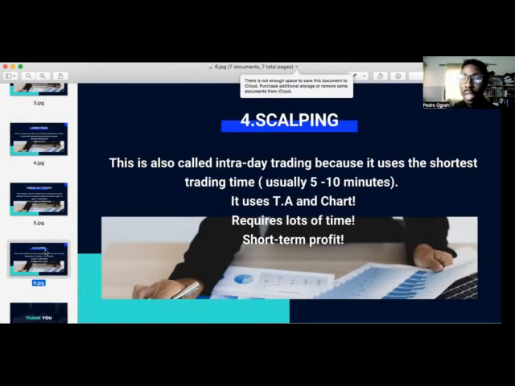So remember, before you get into trading, you should have a plan. And that plan should involve applying a particular trading technique.